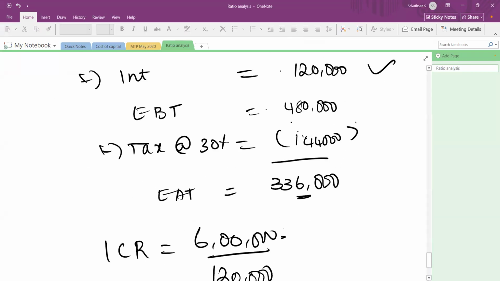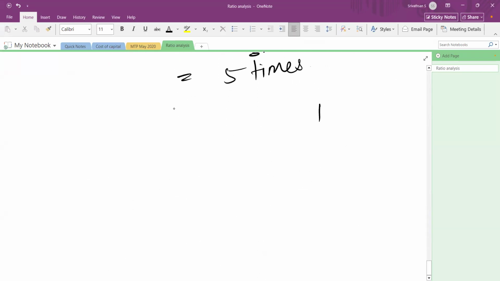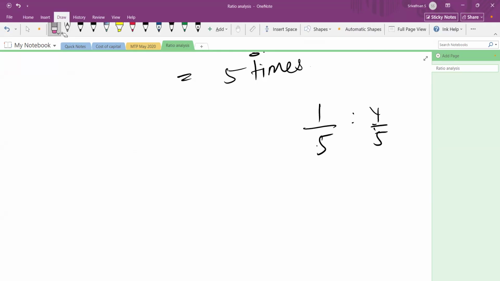See, it is 5 times. 100 by 5 is your 20%. So the remaining is 80%. Or you can write 1 by 5, 4 by 5. Did you all understand how we got that 80%? Is it clear?